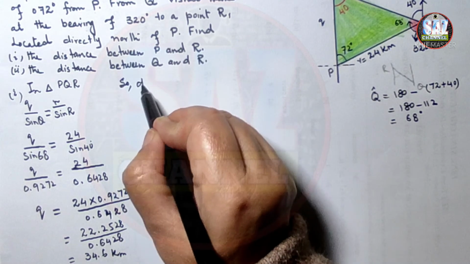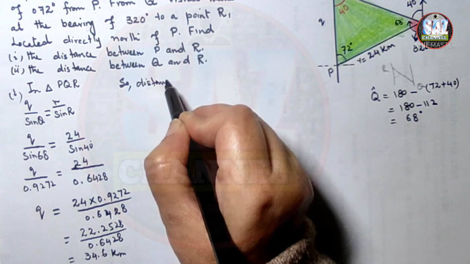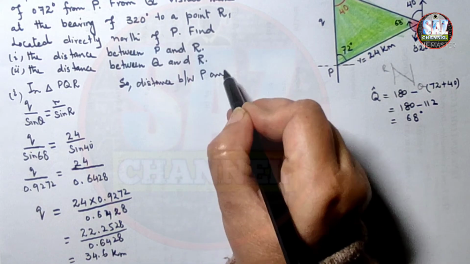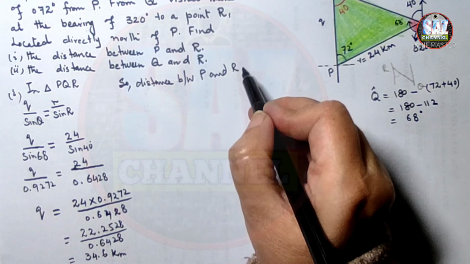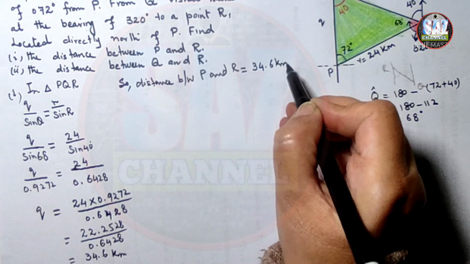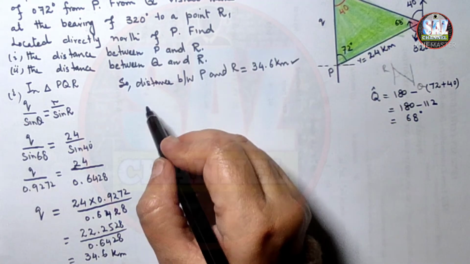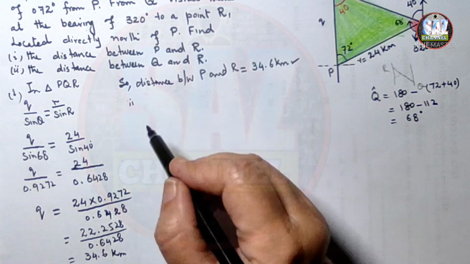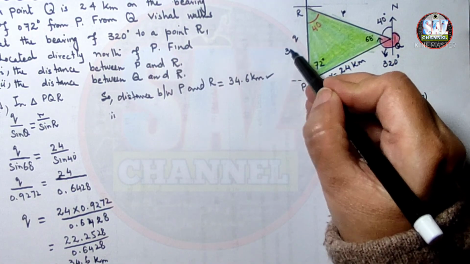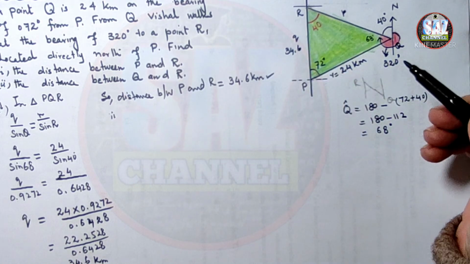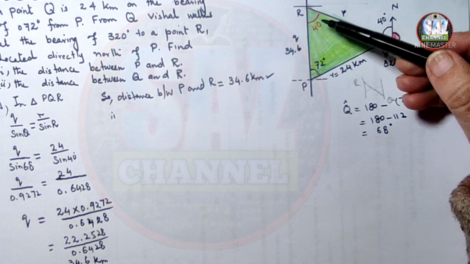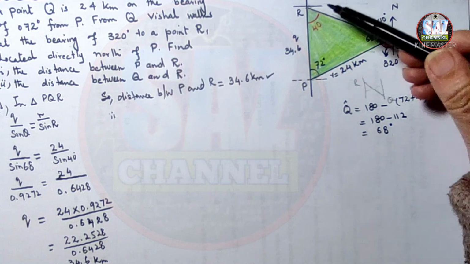So the distance between P and R is 34.6 kilometers. I hope you are clear about this part, and let's move to the second part. Now the PR distance is 34.6 kilometers. Moving to the second part, we have to find the distance between Q and R.